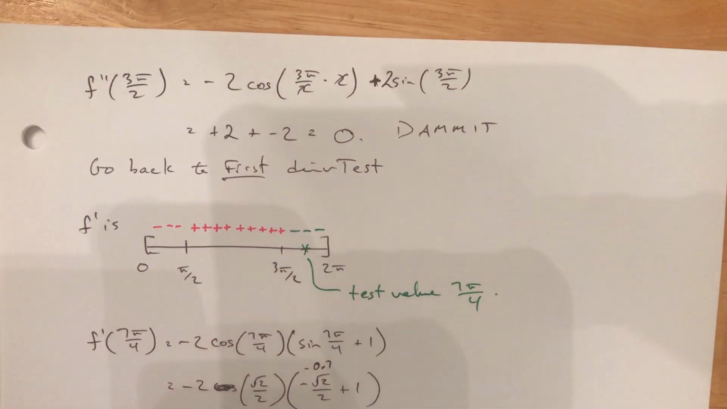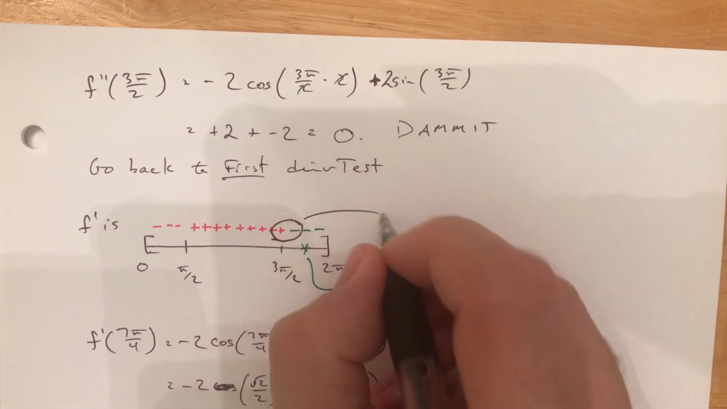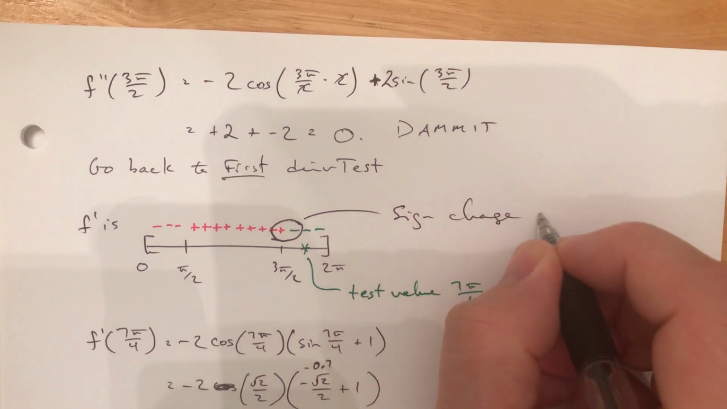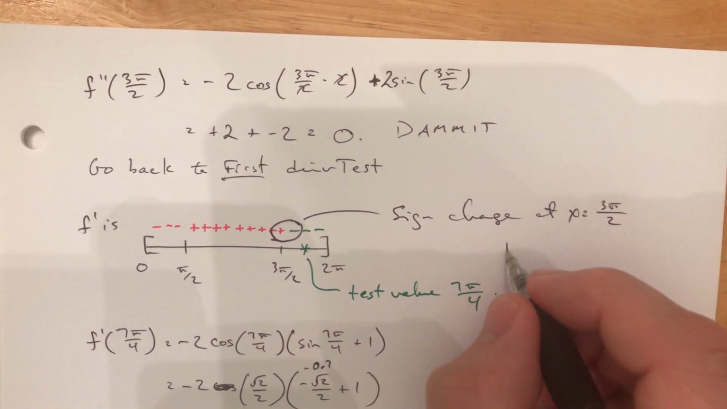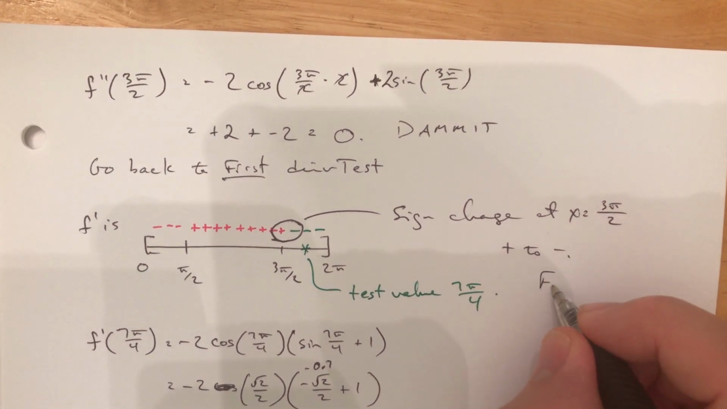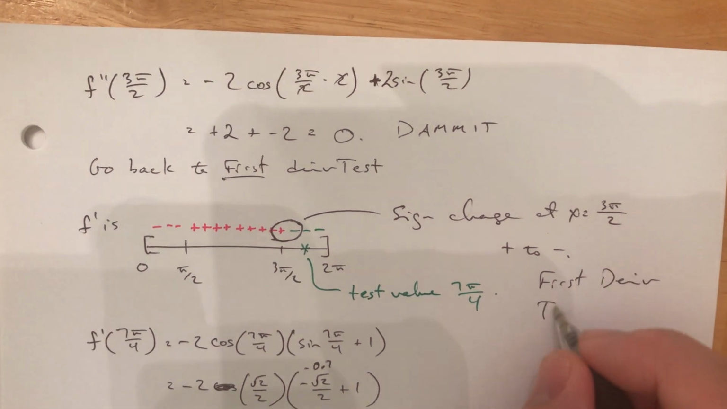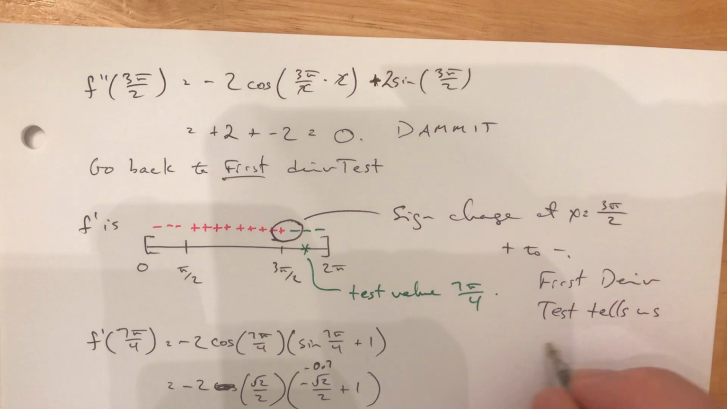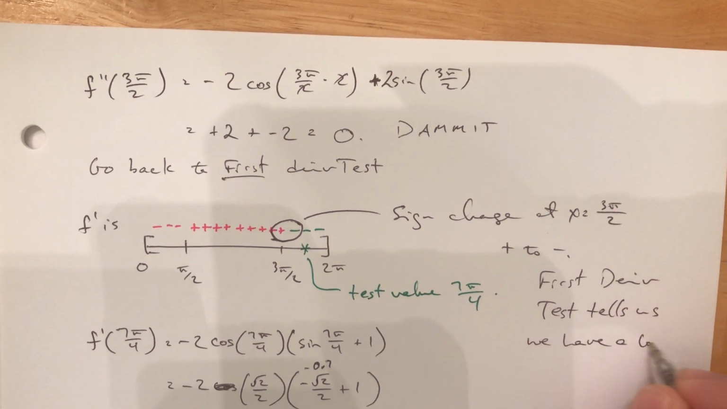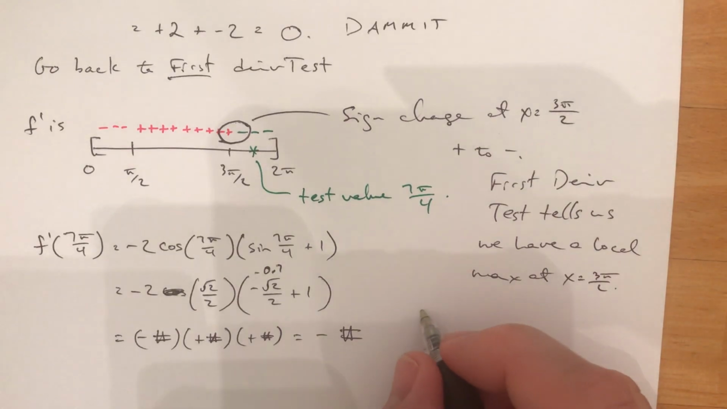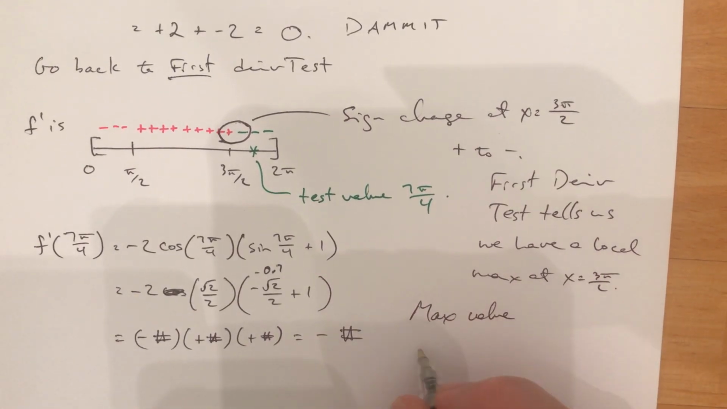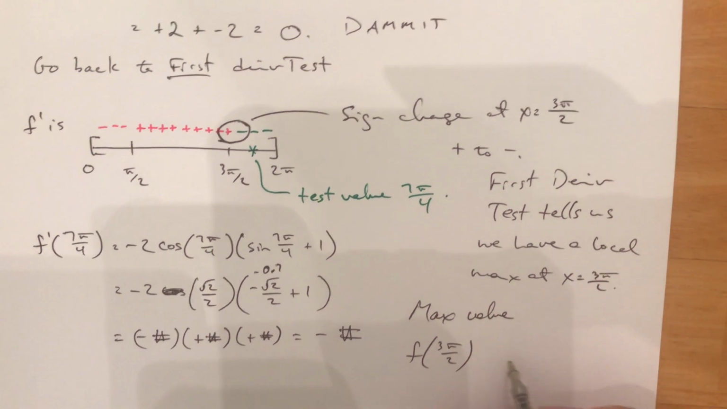And in our number line chart, we know that the derivative is going to change sign at x equals 3 pi over 2, this time from positive to negative, and our first derivative test tells us that we have a local maximum at x equals 3 pi over 2. Our maximum value is f of 3 pi over 2.